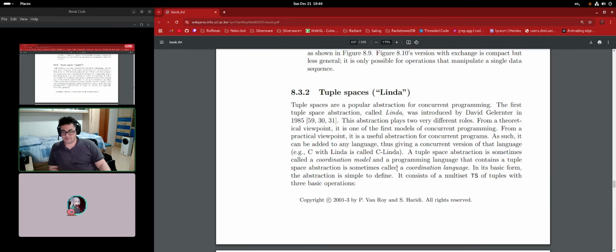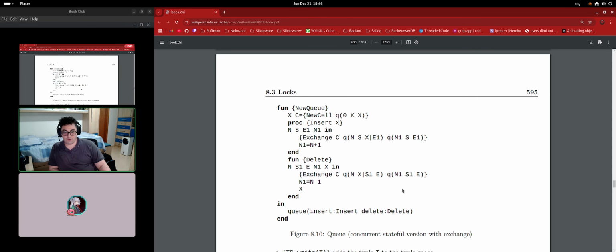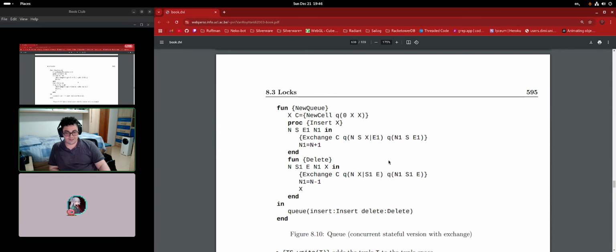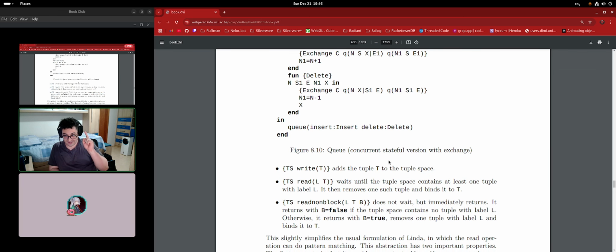Okay, so what is this? We actually talked about it without saying what it is. So this is essentially a memory region where we're going to be storing tuples in the form of a multi-set. The reason why it's a multi-set is what Marinho described. Pay attention that the way you identify a member in a tuple space is by the label of the tuple, which means that you can have multiple tuples with the same label but with different contents.